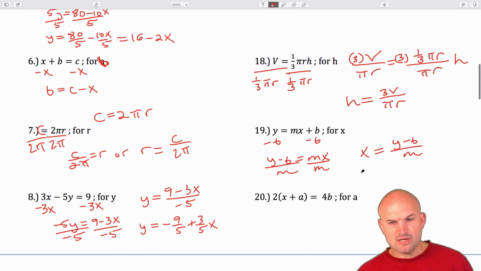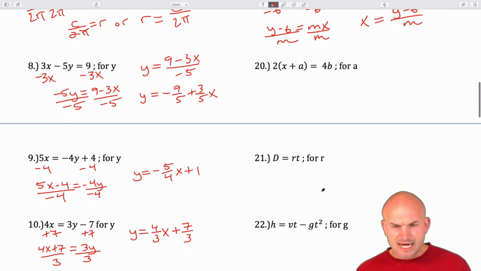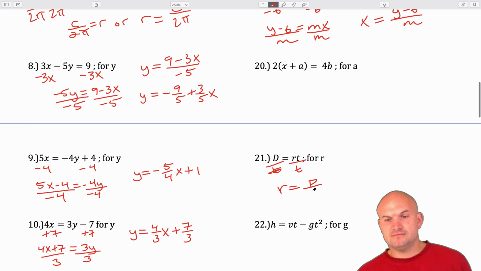Nice one, parentheses. I'll come back to those. D equals r times t, solve for r. Again, you can see that r is being multiplied by t. So I'll just divide by t on both sides. So r is equal to d divided by t.